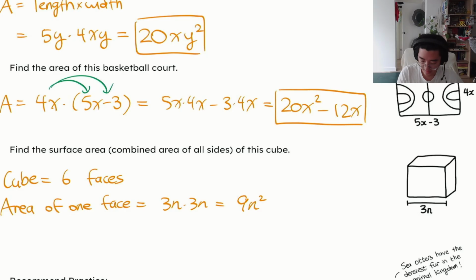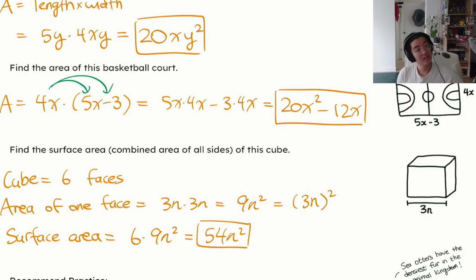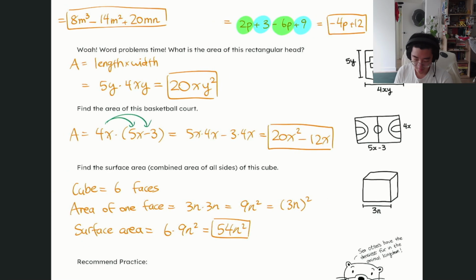Now you can also think of it as (3n) squared. And remember, with our exponent laws unit, the exponent applies to everything inside. So 3 squared is 9, n squared is just n squared, so 9n squared. So now the whole surface area. We know the cube has 6 faces, and the area of one face is 9n squared. So all 6 faces together is 6 times 9, which is 54n squared. Just like that.